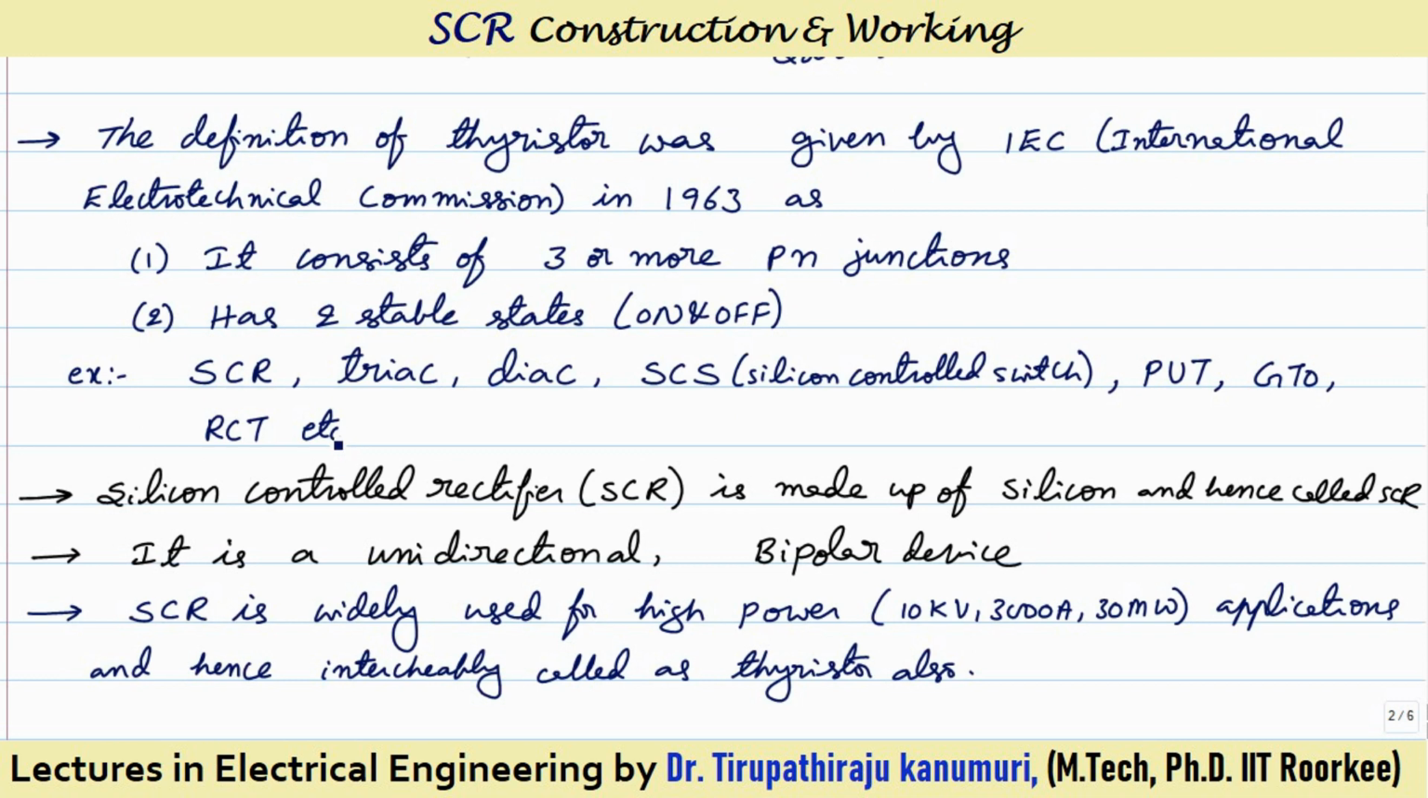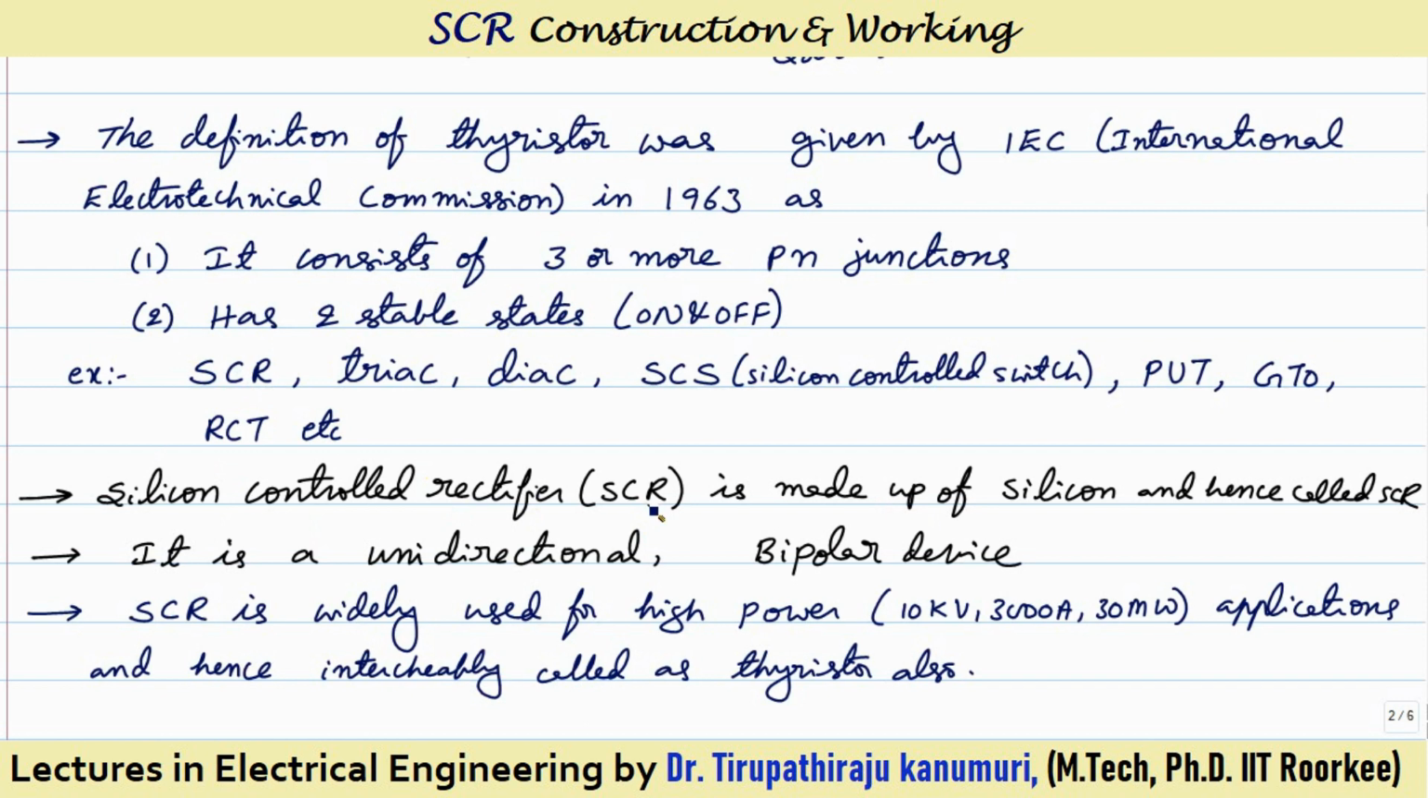But out of these, the SCR is called a silicon controlled rectifier, because silicon is used in it. It is silicon and it is a controlled rectifier. It is just similar to a diode, but we can control the instant of turn on. That's why it is made of silicon and is a controlled rectifier, SCR, and it is most widely used for high power applications due to the low on-state losses.